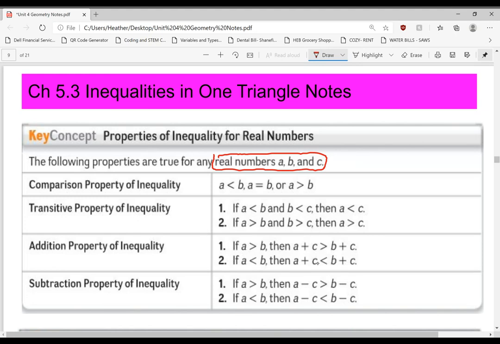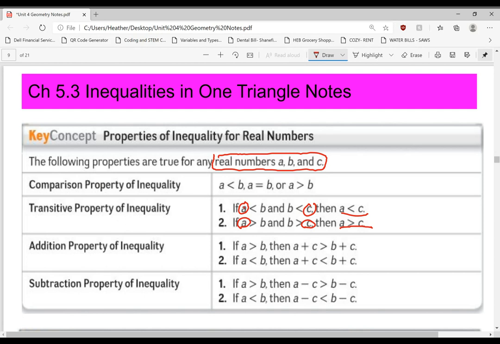The first property is the comparison property of inequality. This says A is less than B, A is equal to B, or A is greater than B. Transitive property of inequality: if A is less than B and B is less than C, then A is less than C. This makes sense because these two outside ones form this statement. And similarly, if A is greater than B and B is greater than C, then A is greater than C. Same concept here.